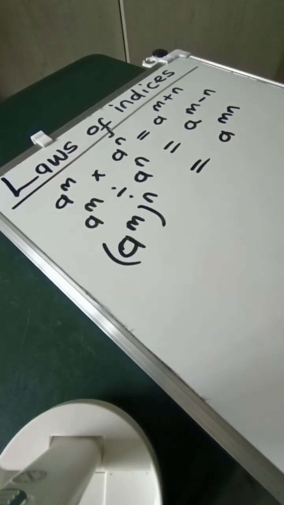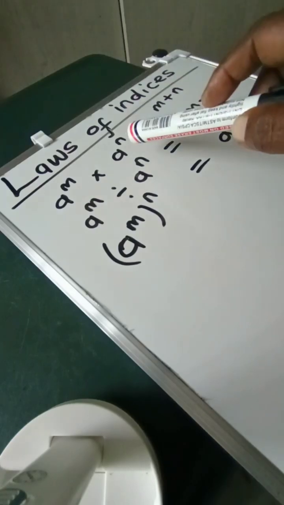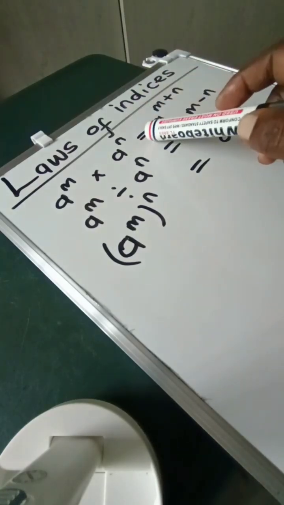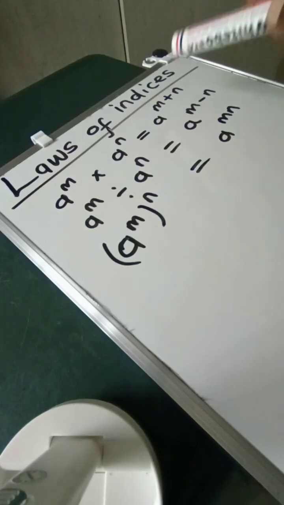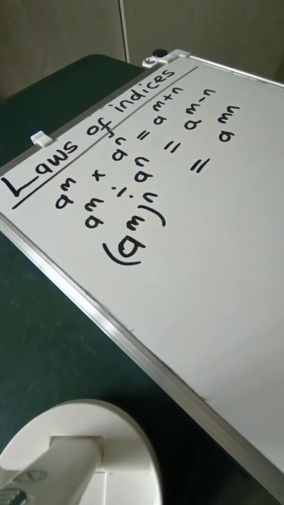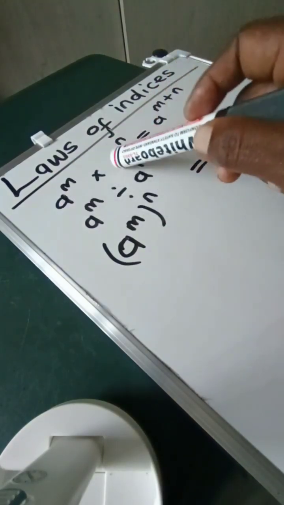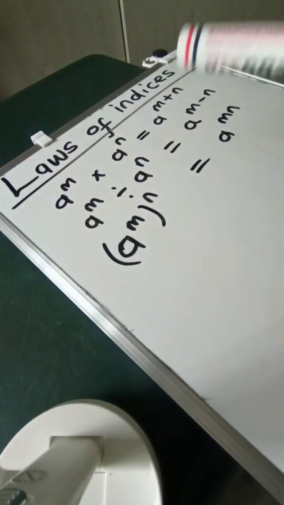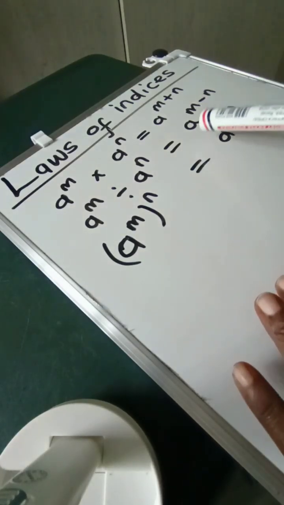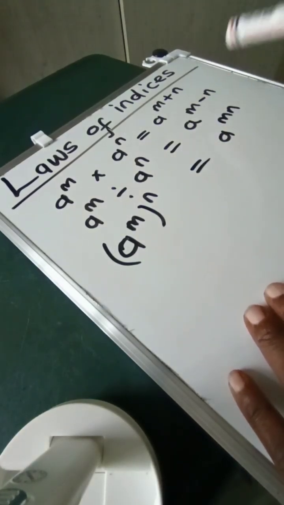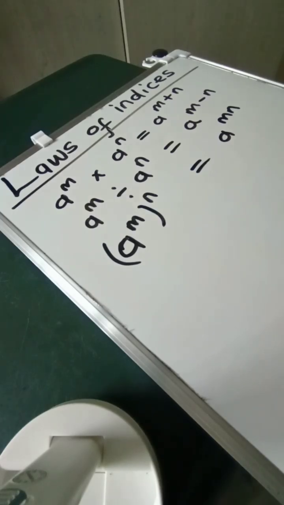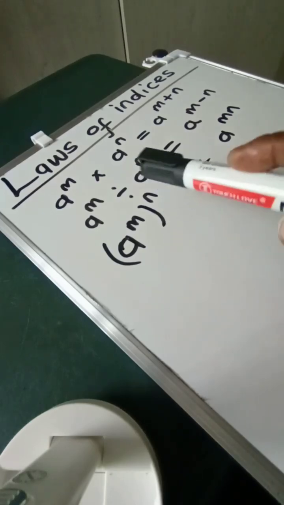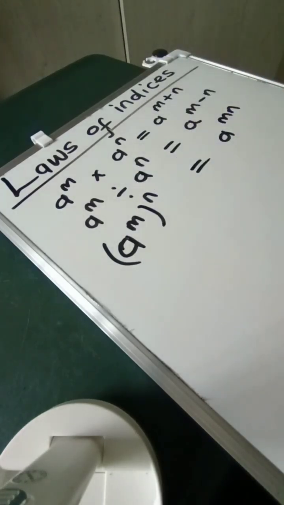So we have a to the power of m times a to the power of n. This we can simplify as a to the power of m plus n. You can just add the indices when you have a common base. The same thing, a to the power of m divided by a to the power of n is equal to a to the power of m minus n. When you are dividing, you just subtract the indices. And then this one here, a to the power of m, in brackets, to the power of n, you just have to multiply the indices.